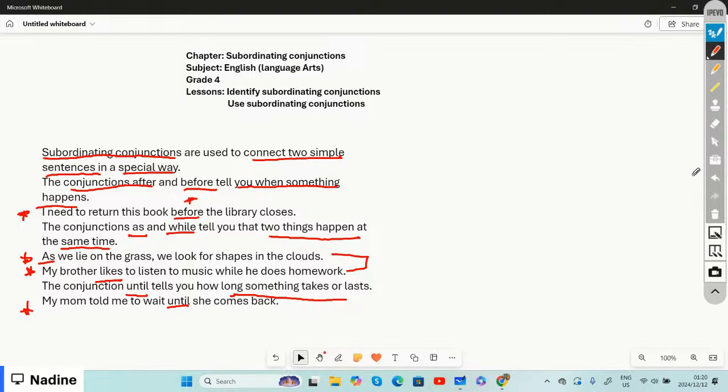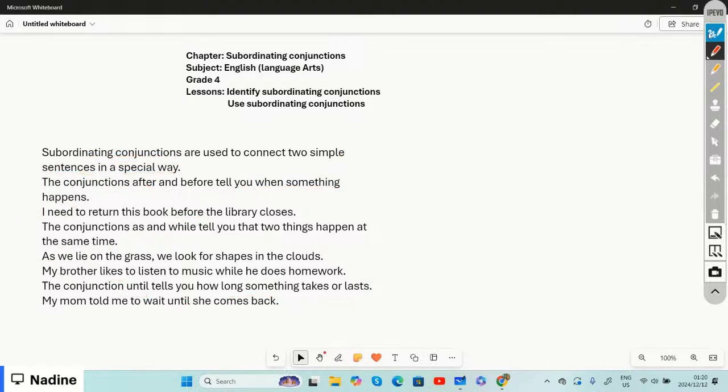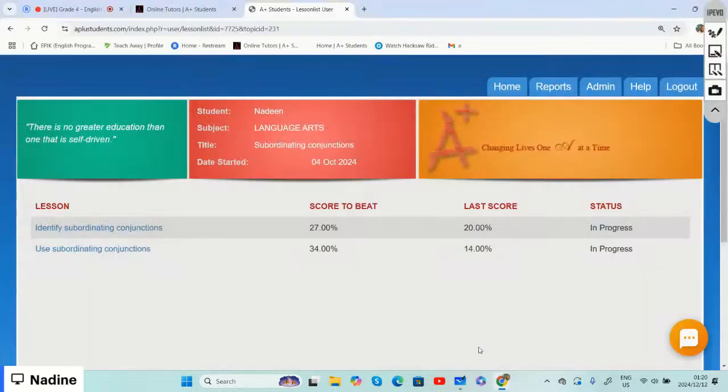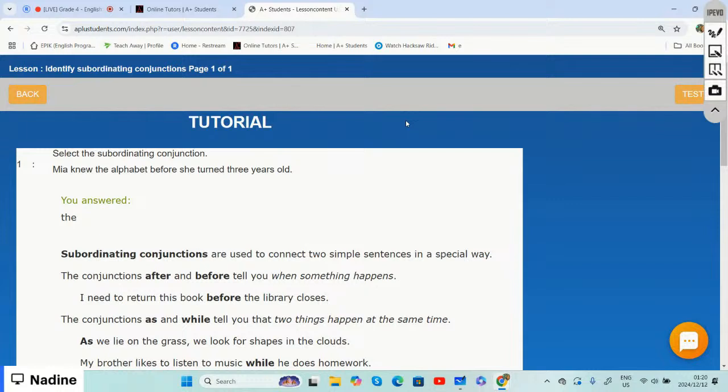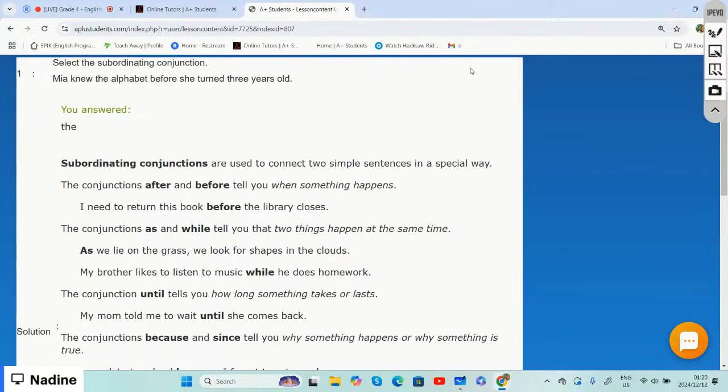All right, so now we're going to aplusstudents.ca, and we're going to identify subordinating conjunctions, and then we're going to use subordinating conjunctions. We said a subordinating conjunction is used to connect two simple sentences.